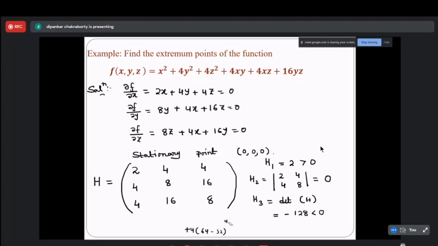Positive semi-definite means it should always be greater than or equal to 0. Is this greater than 0? No. That means obviously we have only one option, that is indefinite. First of all, just think always in this way, it will be better for you.